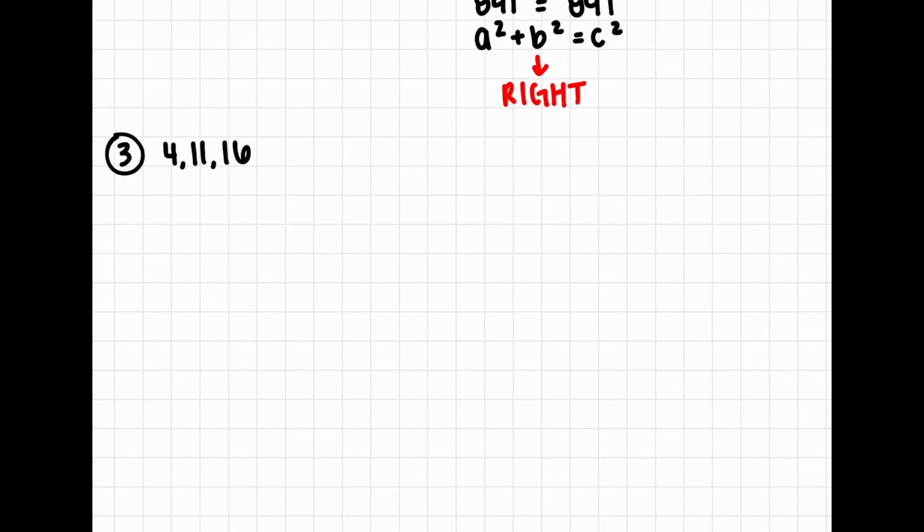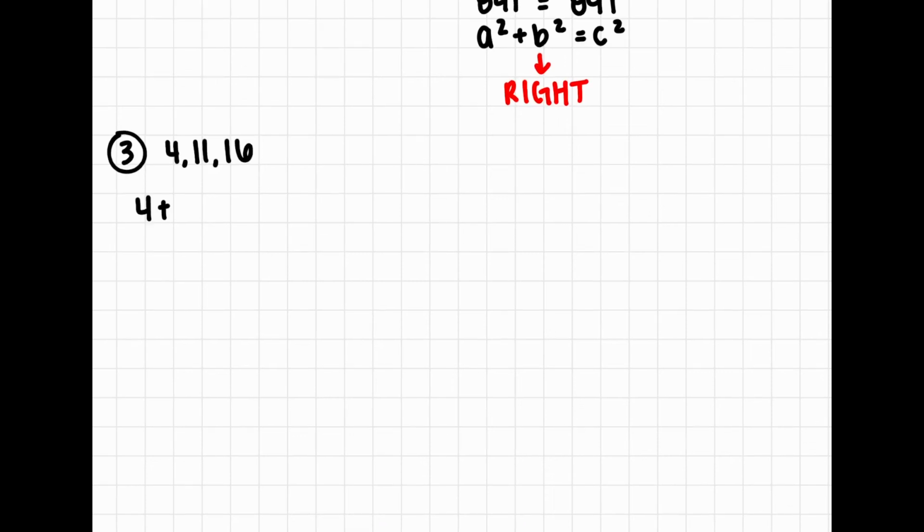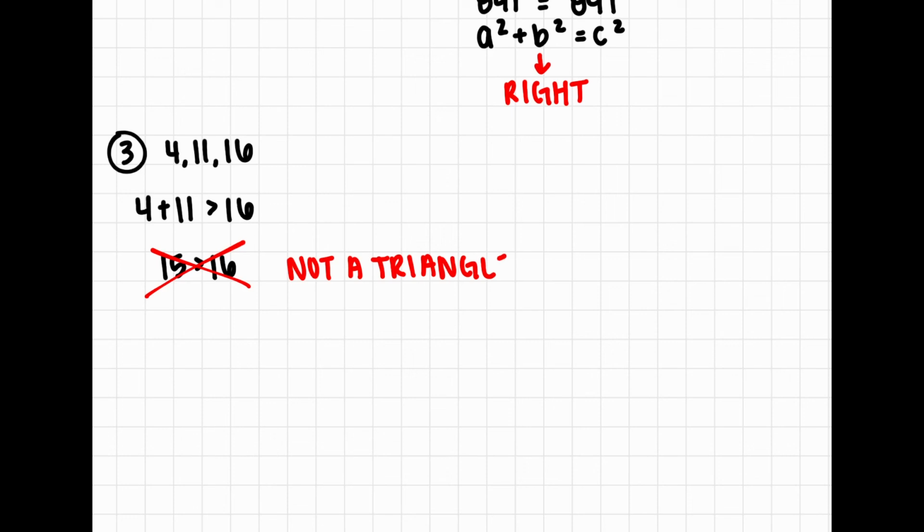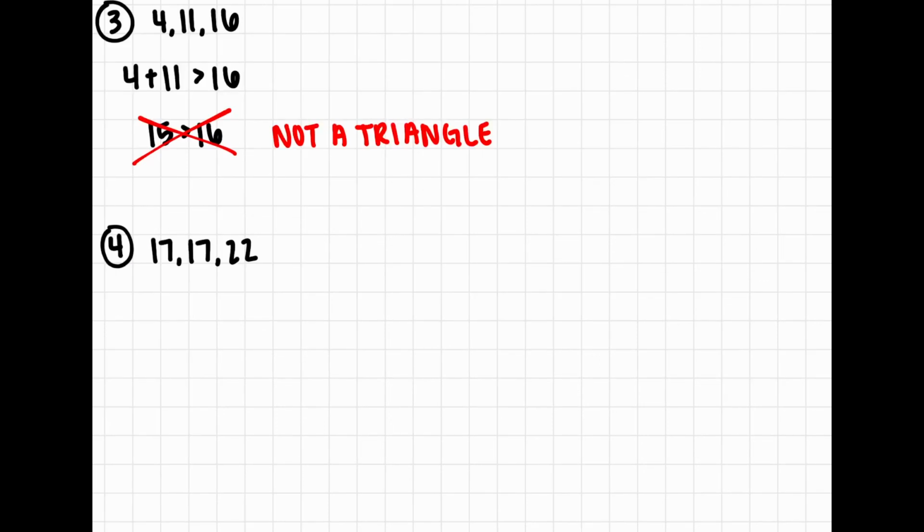So example 3, I have 4, 11, and 16. Remember, we take my 2 smallest sides. So 4 plus 11 is greater than 16. 4 plus 11 is 15. And so right now I have 15 is greater than 16. This is not true. So this is not a triangle. We can't do anything else with it. We're not going to plug it in. This is really important because if you don't recognize that it's not a triangle, you are going to get the wrong answer.